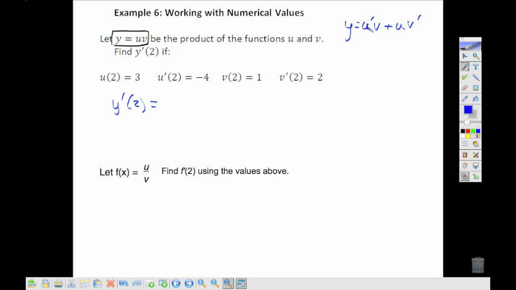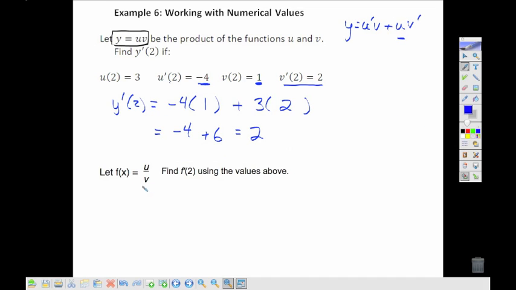So we're going to start by thinking, okay, I need the derivative of my first part, the u. So the derivative of the first part, u, would be negative 4, and I multiply that times v. So we find v of 2, here we are, and it's a 1. Plus, the next part then we're looking at u, and so u of 2 would be 3 times the derivative of v at 2 would be 2. So even without knowing our function, if we know values at those different parts, we can still find the value of that function, or the value of the derivative at that point.